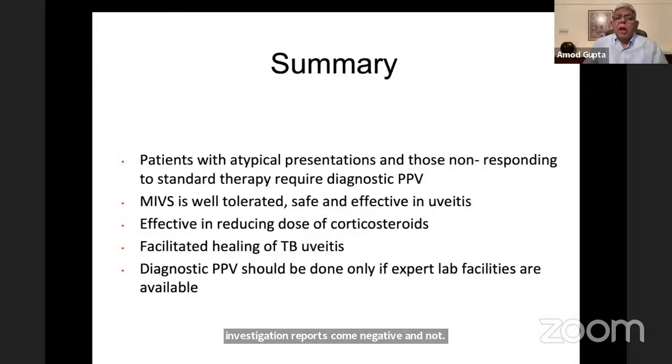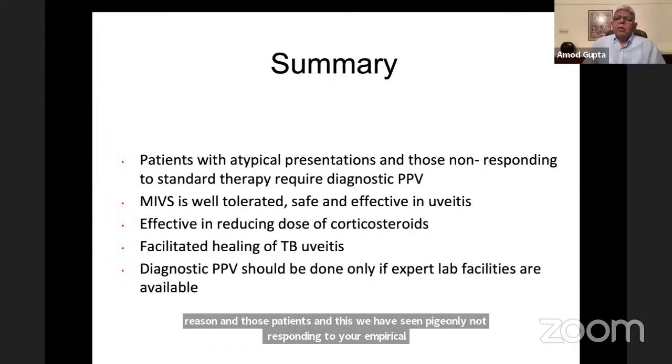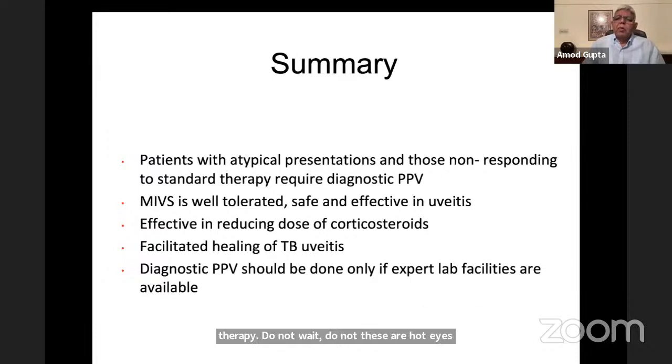In summary, I would like to suggest that microincisional vitreous surgery can be recommended for patients who have atypical presentations, especially those who are immunocompromised because of HIV or primary immune deficiencies or immunosuppressive therapy for whatever reason. And those patients, and this we have seen repeatedly, are not responding to your empirical therapy. Do not wait. These are hot eyes. Do not wait for your therapy to work. Go in, take out vitreous samples, and subject them to a variety of tests.